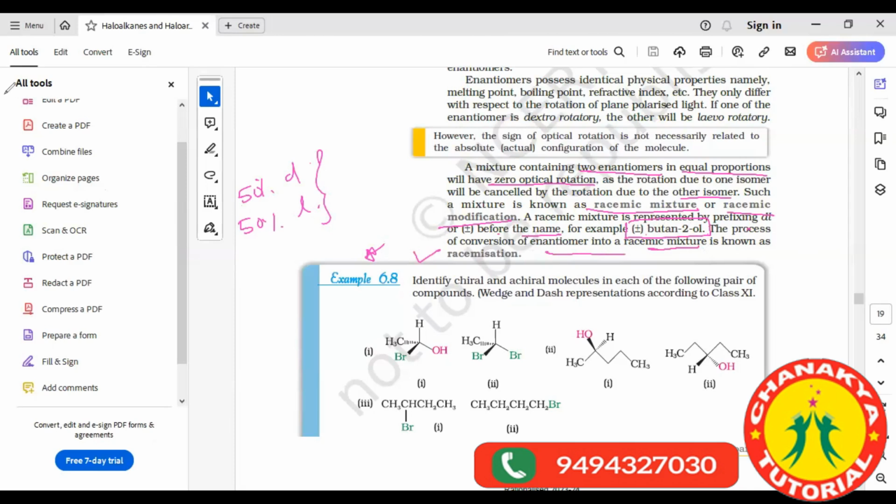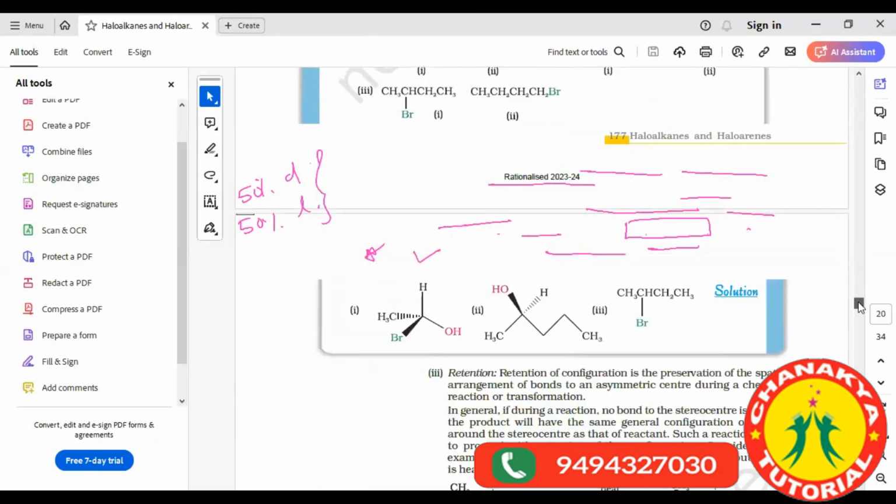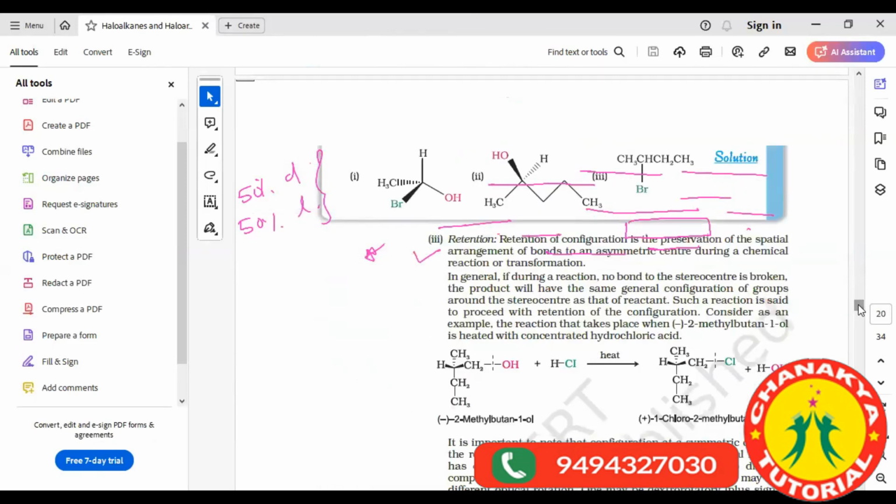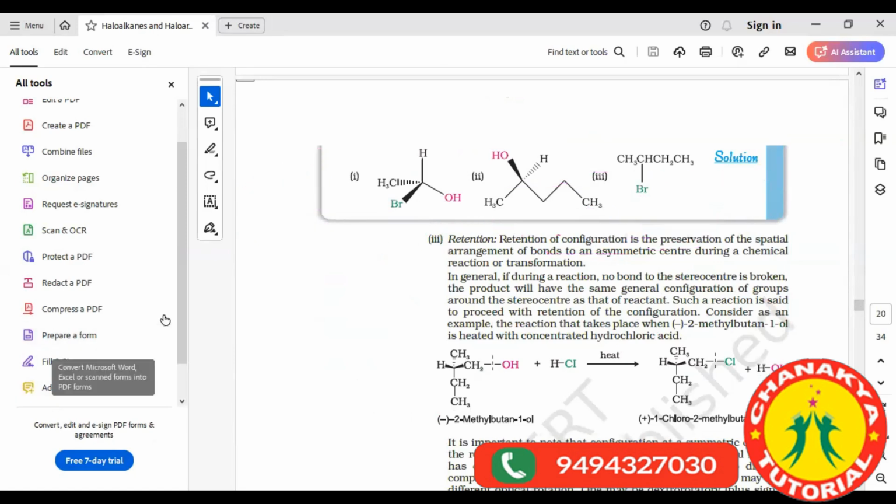Optical activity, asymmetric carbon, symmetric carbon, chirality, enantiomers, stereocenters, retention, and racemization. I hope you have understood all these things in a clear manner. Inversion and retention are vice versa. Keep it in your mind. Here it's given retention. Retention means what? Whatever product is formed has the same configuration as your substrate or the reactant.